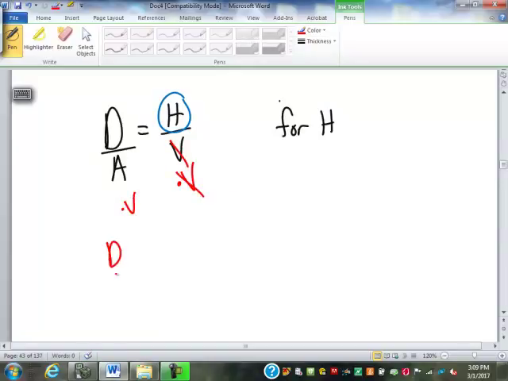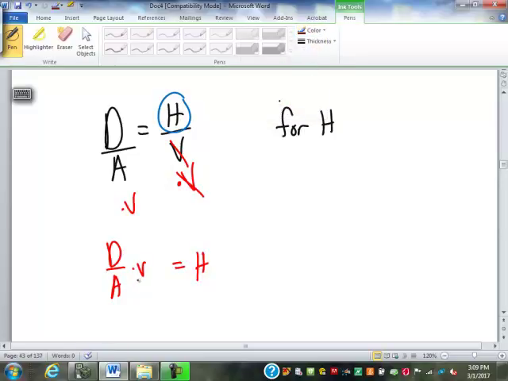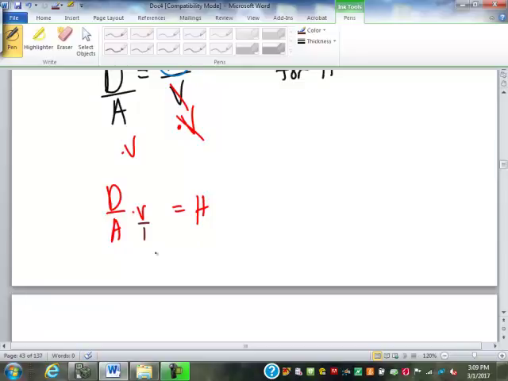So I have D over A times V. Now I could leave it as D over A times V, or I can make that a V over 1, so I can multiply this out. So on top I have D times V is DV. On bottom, A times 1 is just A. So DV over A equals H.